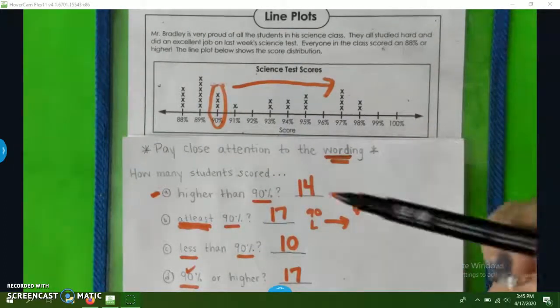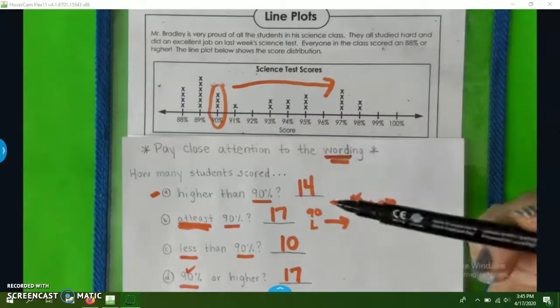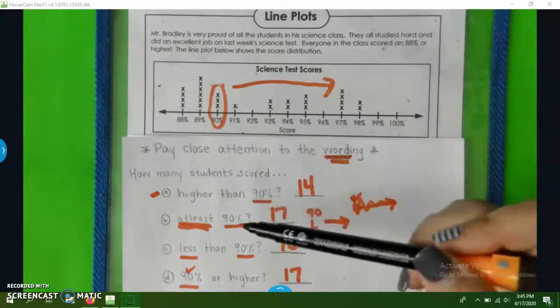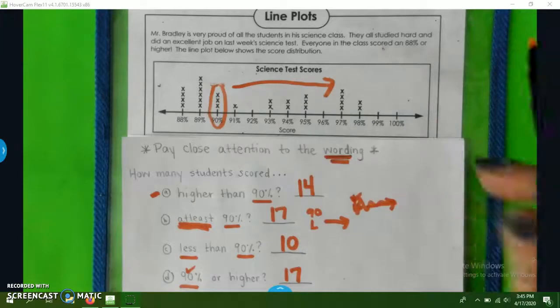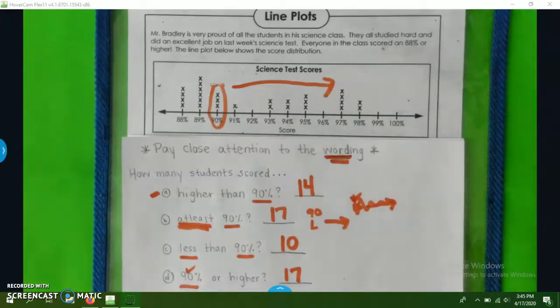So it can be a little confusing to sit here and listen to me over and over and talk about these numbers, but I think the more you practice paying really close attention to this wording, the better off you'll be. And this is why I really hope that you're having the chance to get onto IXL and try out the line plot activities because they are very good at practicing all of this wording.